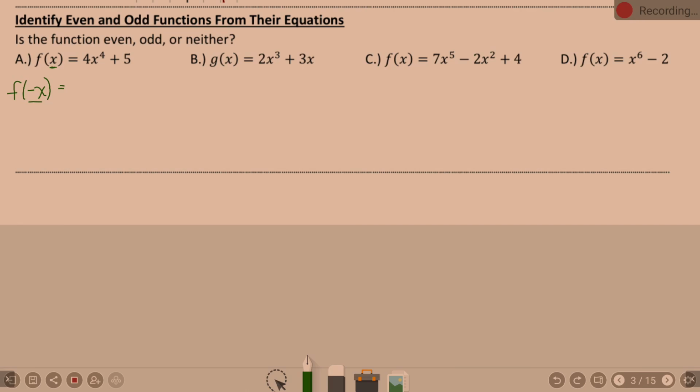So right here, it's 4 x to the 4th. What are we putting in place of x? Negative x raised to the 4th plus 5. Okay, so all I did is I took the x and I replaced it with negative x. Now, clean this up.